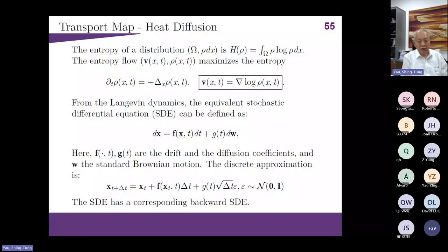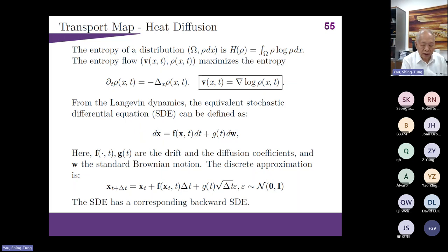Well, currently, we're talking about heat diffusion. Another most popular method to compute the transport map is through the heat diffusion process. So given a probability distribution rho dx on a domain omega, one computes the entropy, which is defined here by H equal to the integral of rho log rho. One can define the flow field in the domain which maximizes the entropy by using variational calculus. The flow field is obtained as v equal to the gradient of log rho. Under this entropy flow, the density evolves according to a heat diffusion equation, d rho over dt equal to the Laplacian of rho.